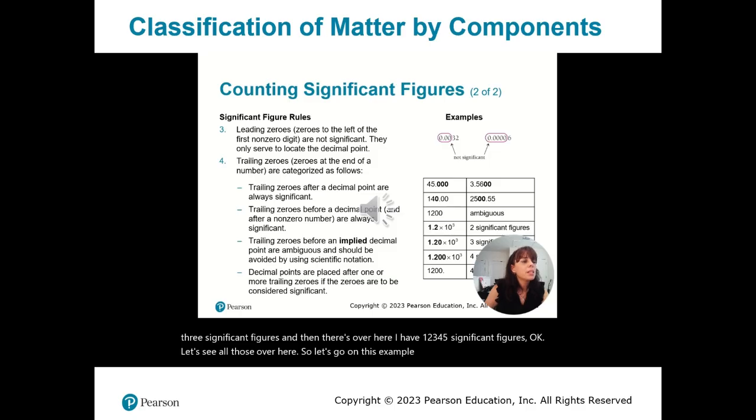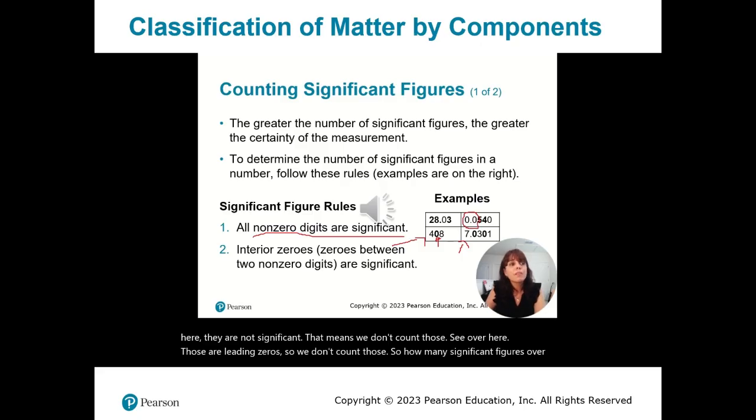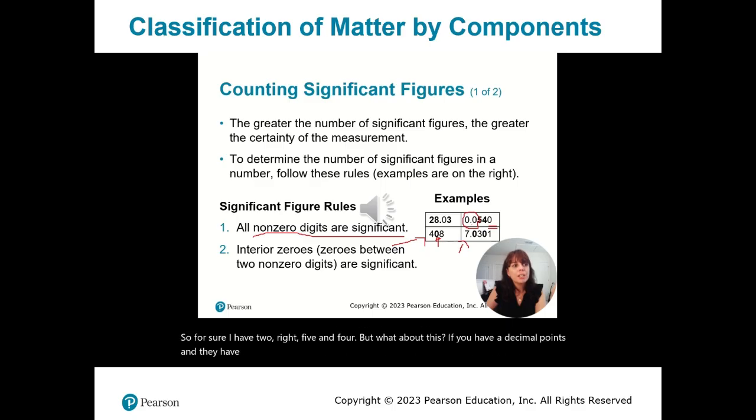Okay. So leading zeros. Leading zeros are the zeros to the left of the first non-zero digit. That means all those over here. They are not significant. That means we don't count those. See over here? Those are leading zeros. So we don't count those. So how many significant figures over here? So for sure I have 2, right? 5 and 4. But what about this? If you have a decimal point and you have non-zeros over here, all the zeros after non-zeros will be significant. So I have 3 significant figures over here.